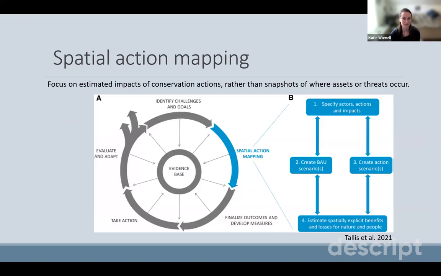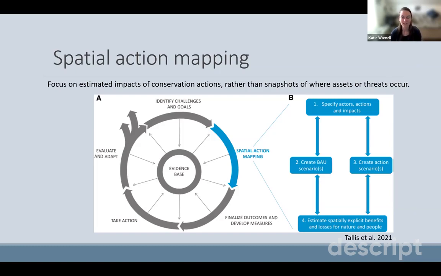And we're trying to design this tool using the framework of spatial action mapping. The idea is that we're focusing on the estimated impacts of conservation actions rather than just having snapshots of where there are conservation assets or where there might be threats to those assets. We actually want to know, what is the impact of conserving this piece of land rather than not conserving it. And so the approach that we'll most likely use for land conservation is to include probability of future development. So what would happen to that land and its benefits if it is not conserved?